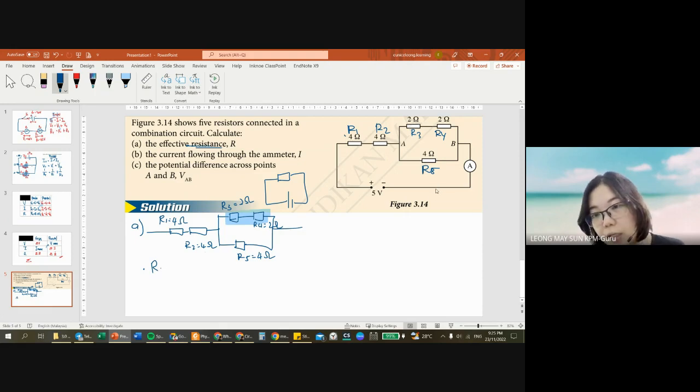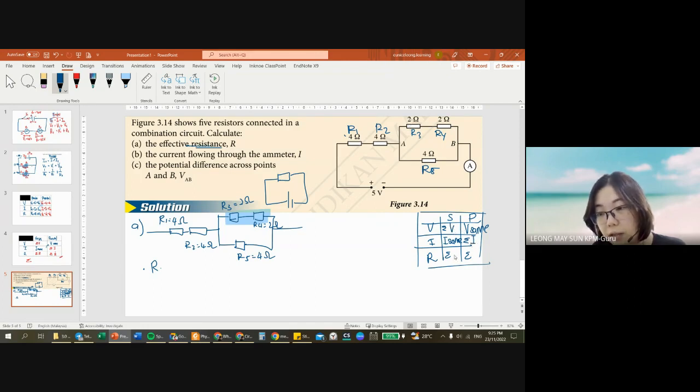So very quickly, I put a table here: 3 columns, 4 rows. Series, parallel, V equals IR. In series, the current I is the same, and in parallel the potential difference V is the same. The rest are summations. Series: direct summation of potential difference. Parallel: summation of current. Resistance is direct addition in series, but parallel is a fraction.